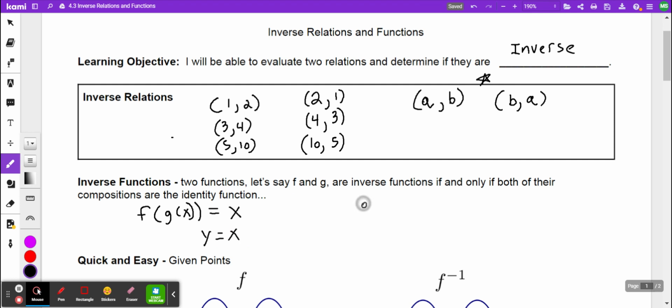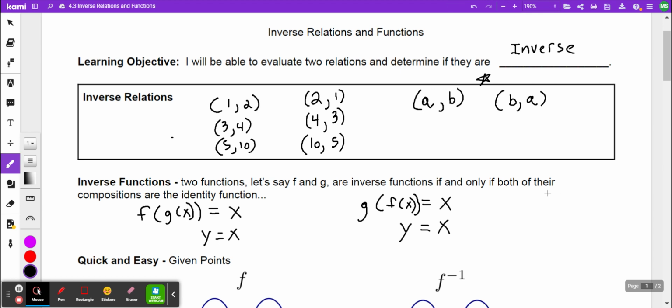And it's saying, hey, if we plugged g of x into f of x, what would the answer be? Well, if we plug it in, it should be y equals x again, or g of f of x is equal to x. Well, why don't we come back to this?